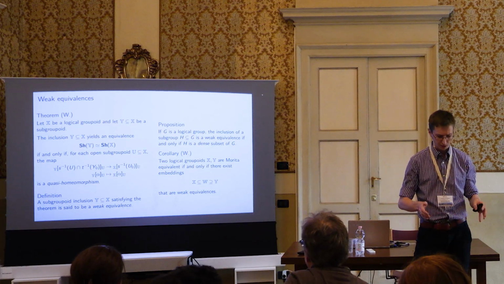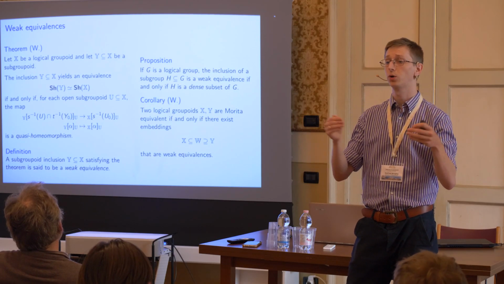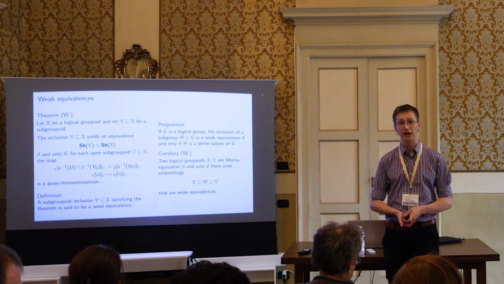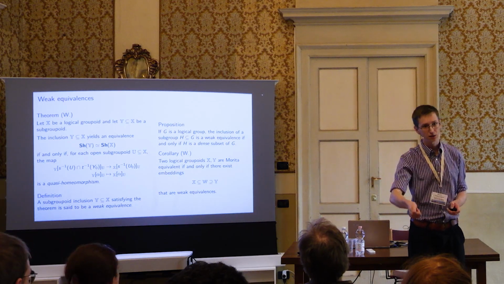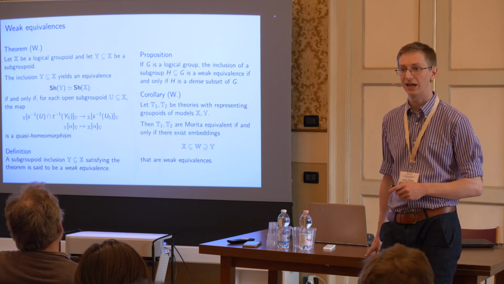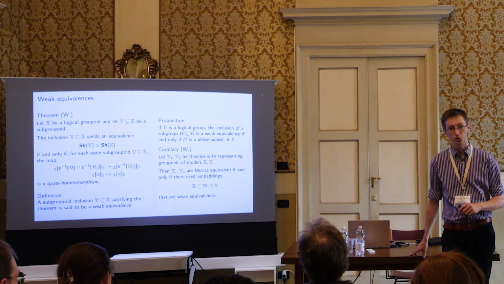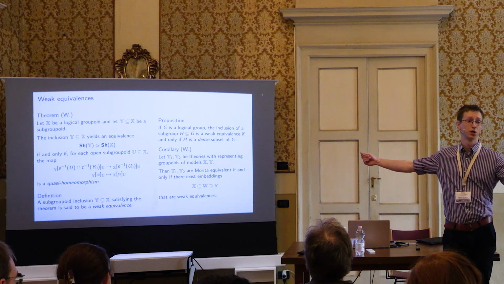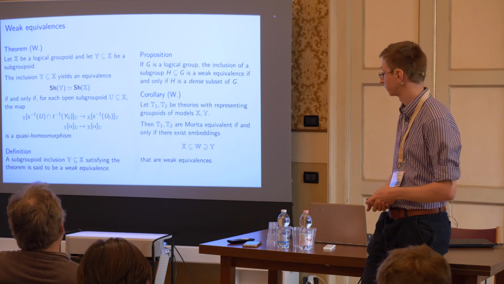But we get out quite easily the corollary, which says that two logical groupoids have equivalent sheaf toposes if they can be embedded by these weak equivalences into a larger logical groupoid. And so now we can get our extension to Ahlbrandt and Ziegler, which says if we have two theories with some choice of representing logical groupoids, then those two theories are Morita equivalent if and only if we have such a co-span of weak equivalence embeddings into a third logical groupoid.